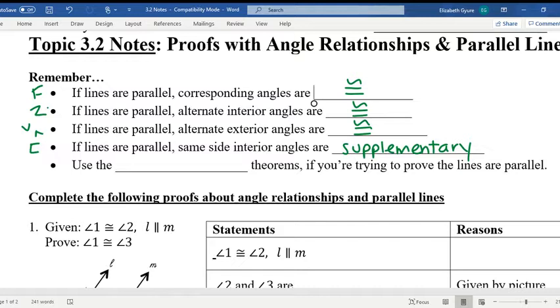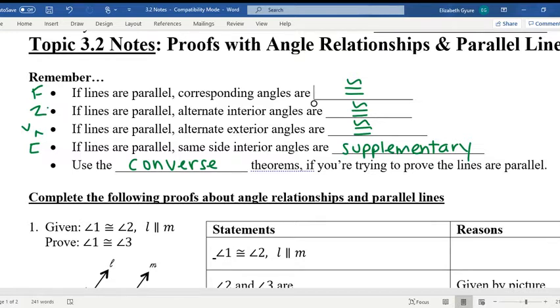And if you are trying to prove that lines are parallel, last class we did that big chart where we had our angle relationship, what it looked like, and then the theorems that went with it. The last row in your chart was converse theorems. They were all flipped around. That's what we use if we're trying to prove lines are parallel. So use the converse theorems if you're trying to prove lines are parallel. So that just takes those statements up above and reverses them.